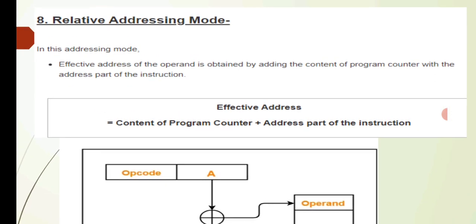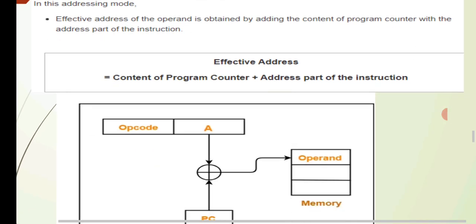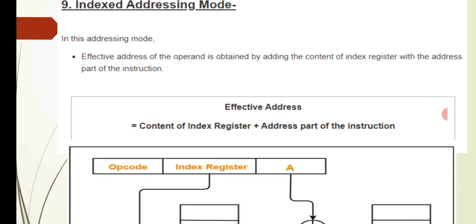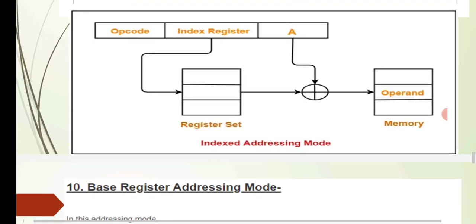Relative addressing mode: the operand is obtained by adding the content of the program counter with the address part of the instruction. So the effective address equals the content of the program counter plus the address part of the instruction. Index addressing mode: the effective address of the operand is obtained by adding the content of the index register with the address part of the instruction. The effective address equals the content of the index register plus the address part of the instruction.